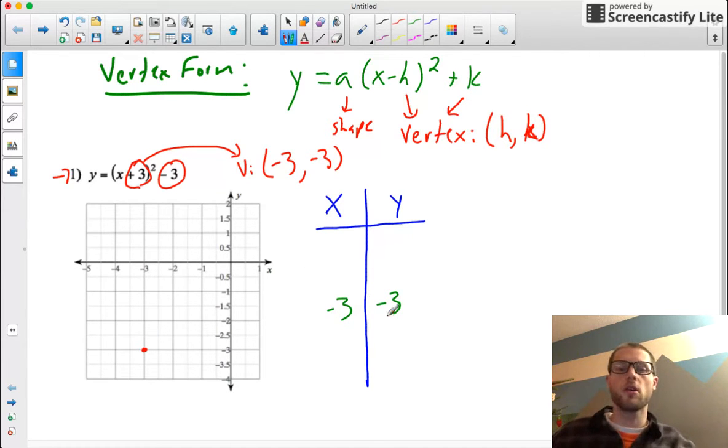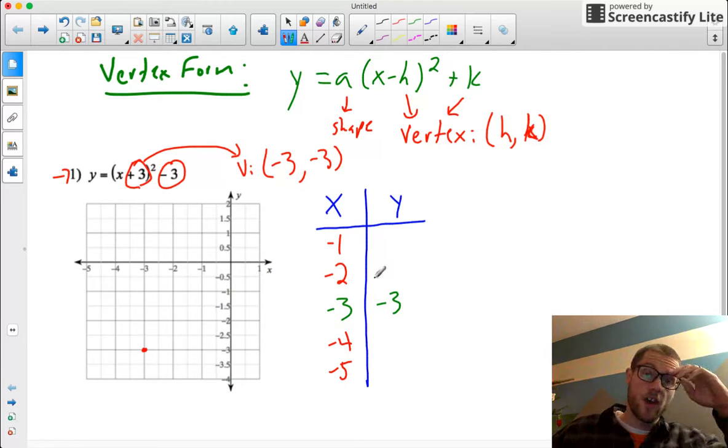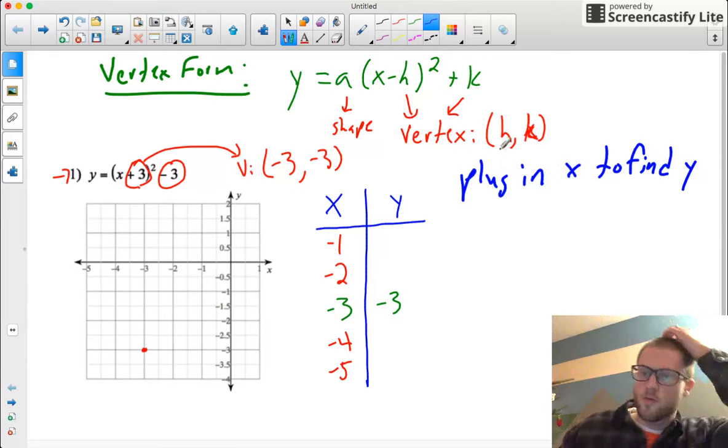Okay, and then from here, since I have my central point of the table, now I gotta take a couple points to the left on the x and a couple points to the right. So let's see, a couple points to the right would be -2, -1, and then I have -4, -5. So here I've filled out a couple points on either side of my vertex, and to find the y's, all I need to do is plug in my x values to find my y.